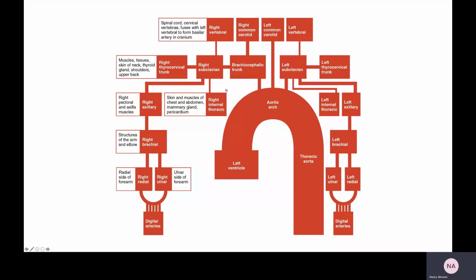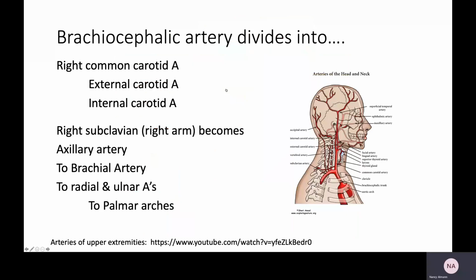And you also have to remember the brachiocephalic trunk will give rise to the right subclavian artery and the right common carotid artery. So don't panic, please. Now, we just went over this. Brachiocephalic artery will divide into the right common carotid artery and the right subclavian artery. Anytime you see common, you're going to have an internal and external version of that.